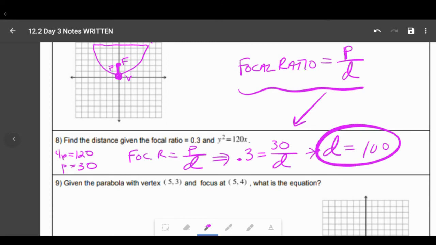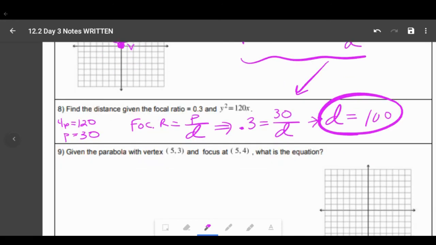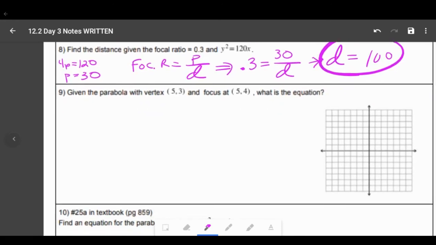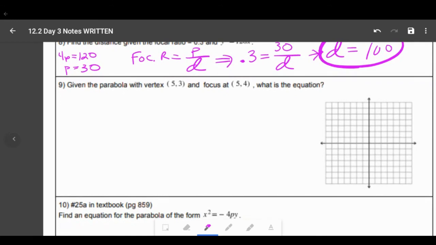Okay, all right. So that's just how you can use the focal ratio to help you in those types of problems. You'll see a couple of those in your homework. We'll look at another one in just a minute. So if we look at number 9, given the parabola vertex. Now we're switching gears. We're changing spots.